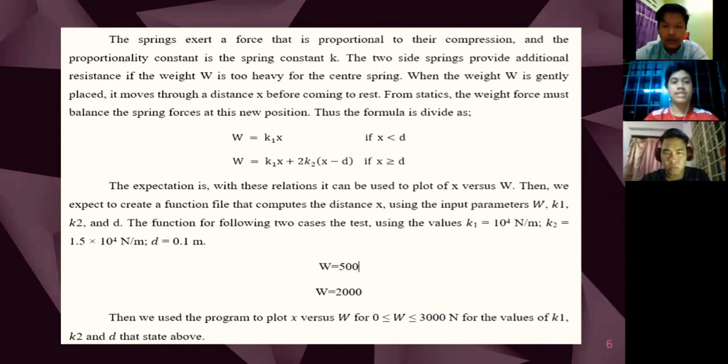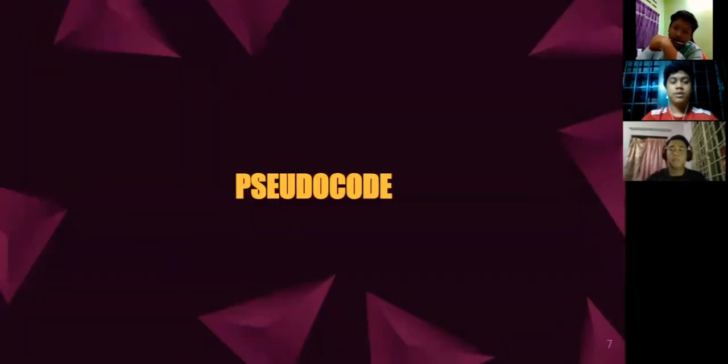The expectation is that with these relations, it can be used to plot X versus W. Then we expect to create a function file that computes the distance X using the input parameters W, K1, K2, and d. The function is tested for the following two cases using the values given below. Then we use the program to plot the X versus W graph for W between 0 and 3000 Newton, for the values of K1, K2, and d stated above. So we are moving to the pseudocode.